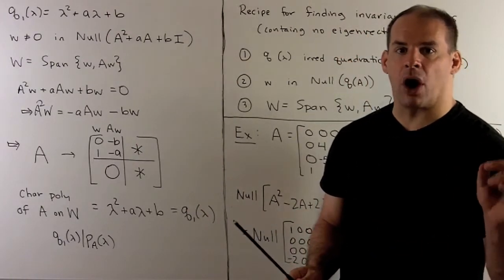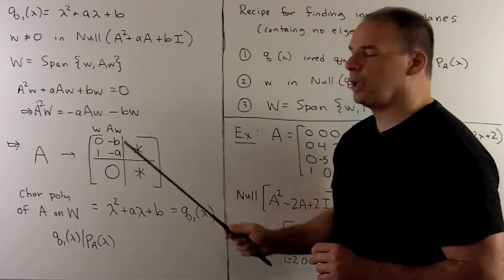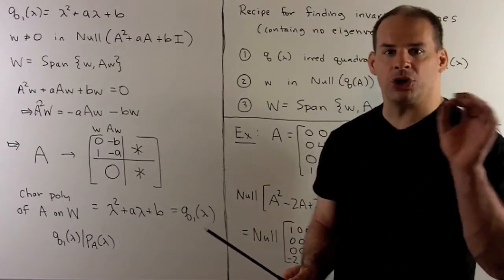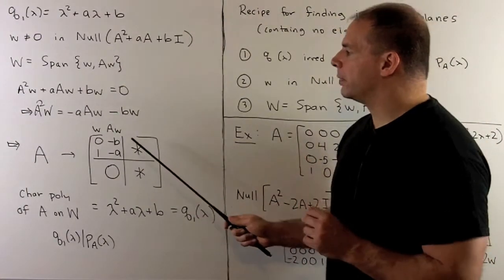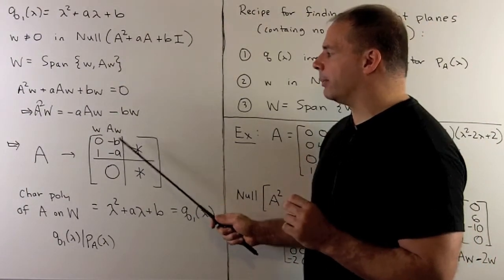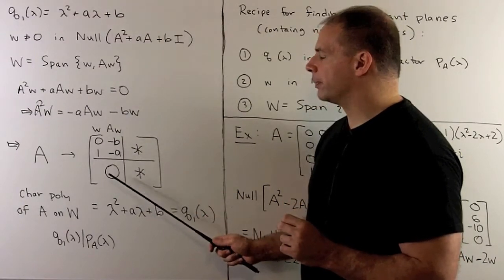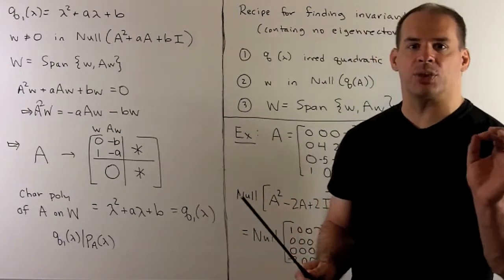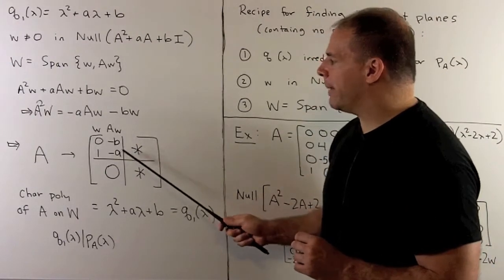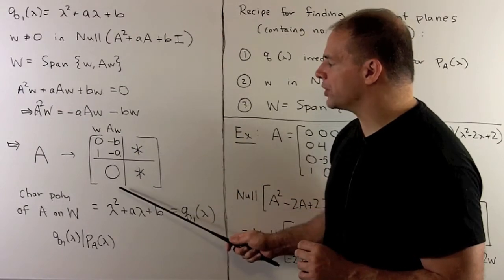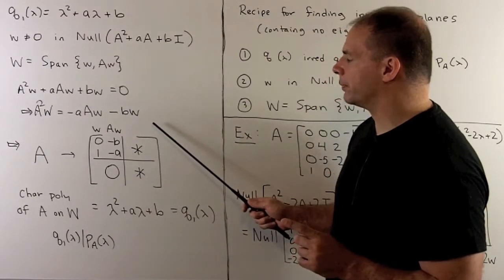If we choose a basis for Rn that starts with W and AW, we can represent A as a block upper triangular matrix. And note, W is going to be sent to AW, so the first column is 0, 1, and all zeros. AW is sent to A squared W, so we'll have minus B, minus A, and then all zeros. And then for the rest, we would need more information.